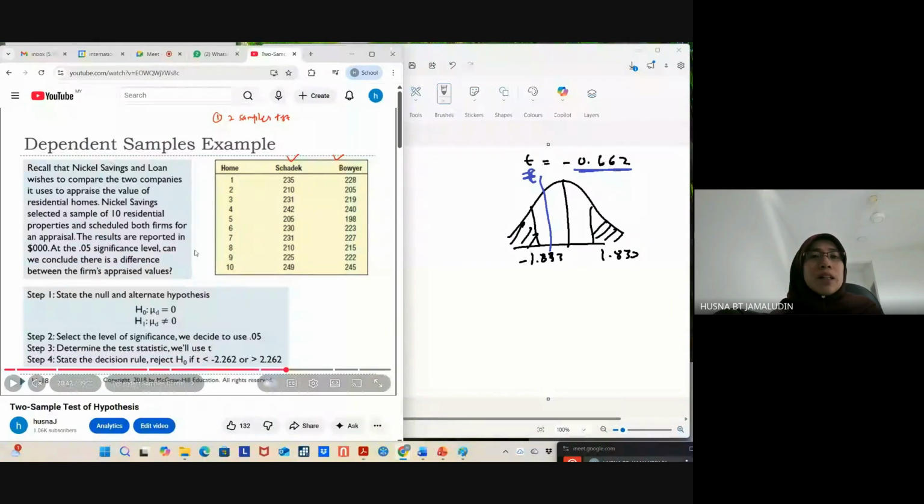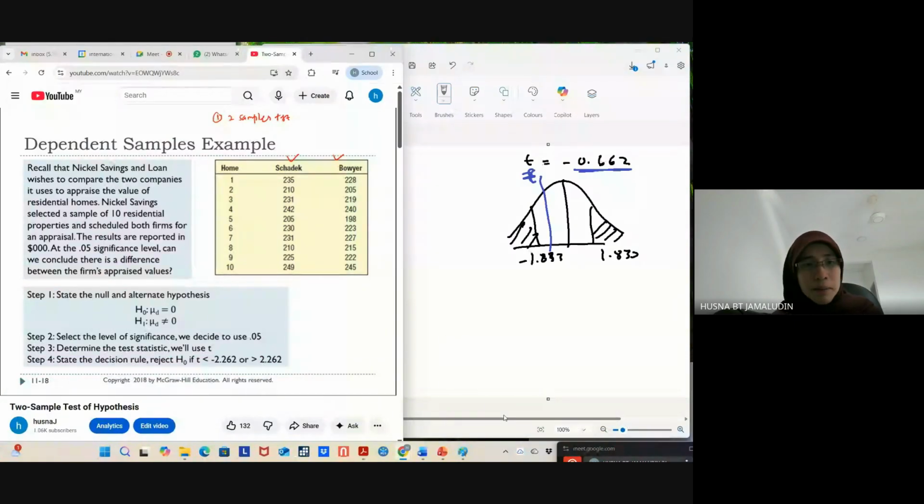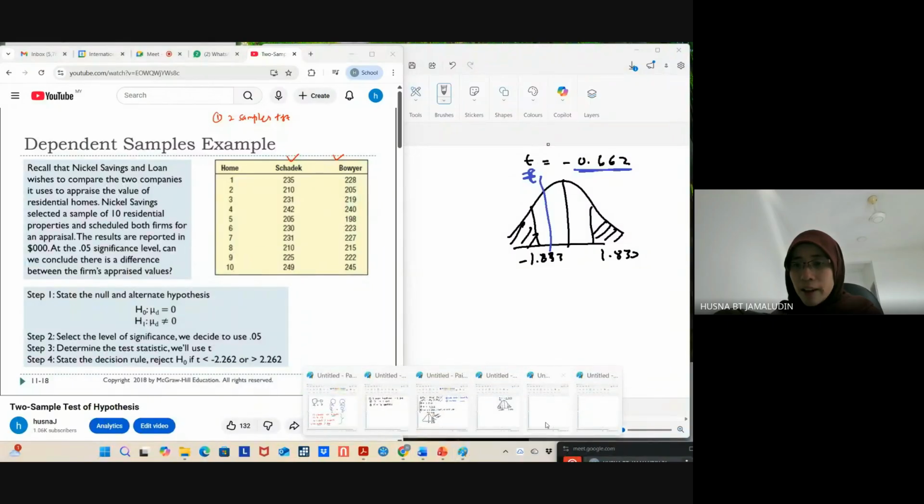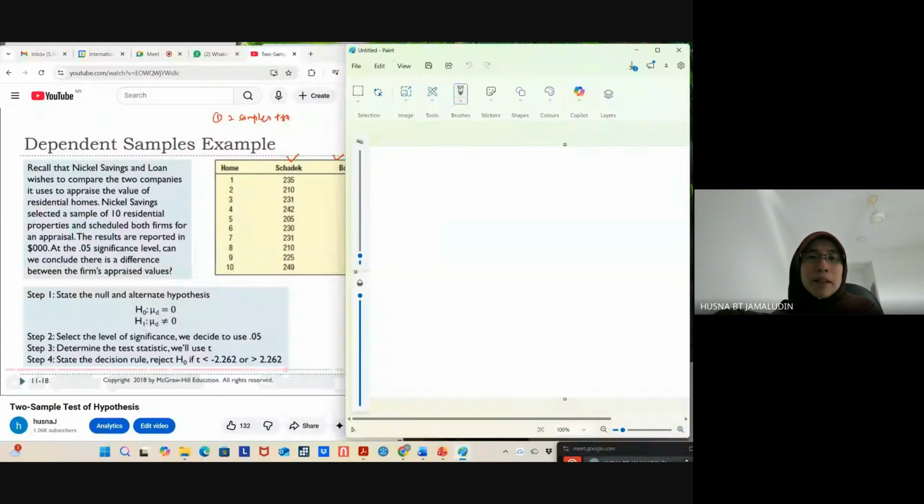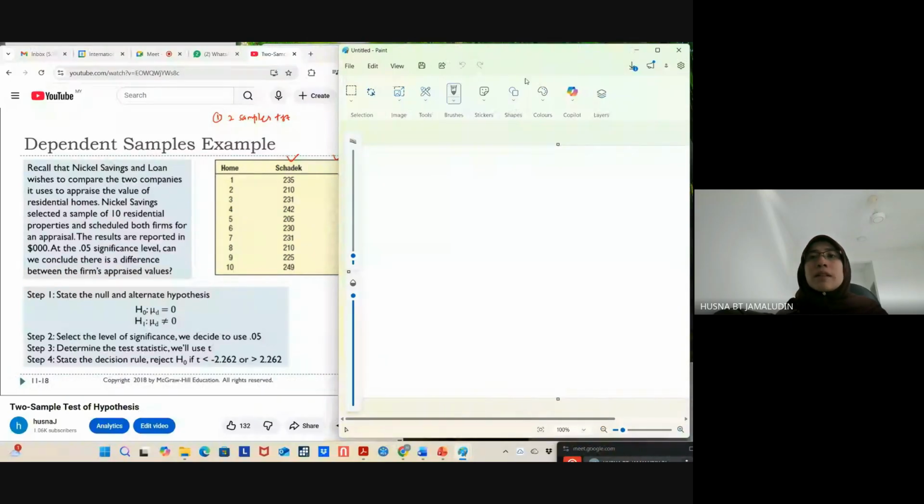Let me just write down, let's have a new empty one. Okay, so let's look at the first step. You have to state your hypothesis, so start with H0 and then H1. If you look at the slide, they put here mean difference not equal to 0, because this is different, not equal to 0.